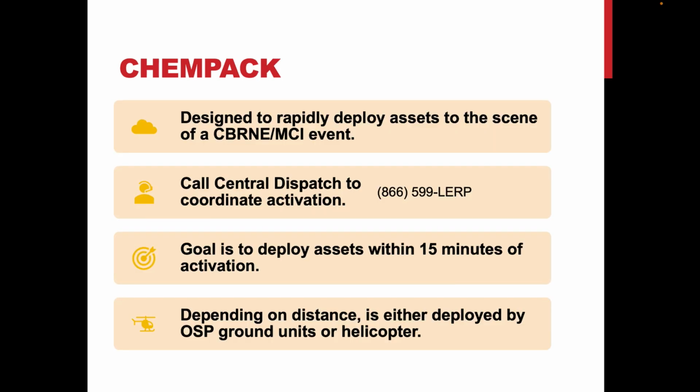Chempacks are federal assets that are designed to rapidly deploy to the scene of a mass casualty chemical warfare attack. You would call central dispatch to coordinate the activation. The goal is to deploy these assets within 15 minutes of them being activated. However, the reality is, as one of these has never been actually requested, it typically would take longer than that, as there are, I'm sure, going to be many questions about why a Chempack is needed. Depending on distance, it's either deployed by Ohio State Patrol ground units or by helicopter.